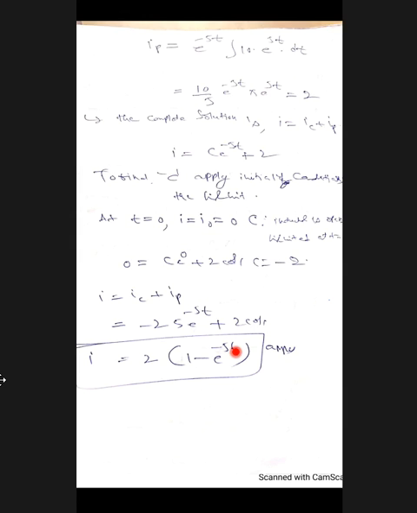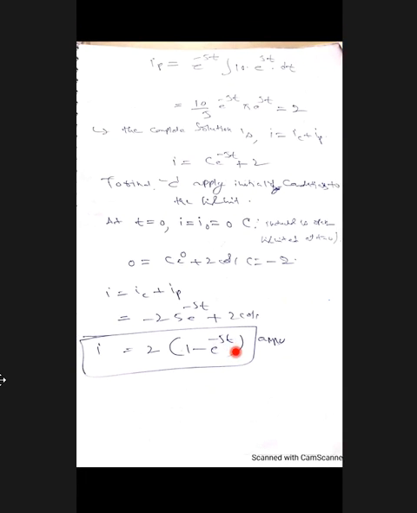So t is equal to 0. T is equal to 0 means the current becomes I naught. What about this inductor? At t is equal to 0, what happened to the inductor? Is it open circuit or short circuit? You have to tell.